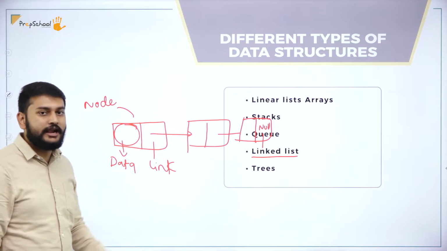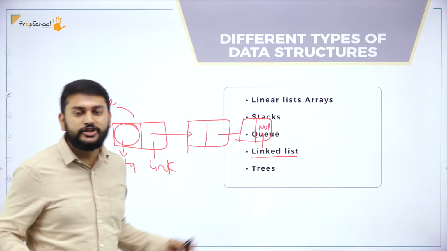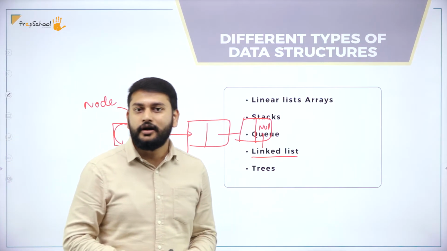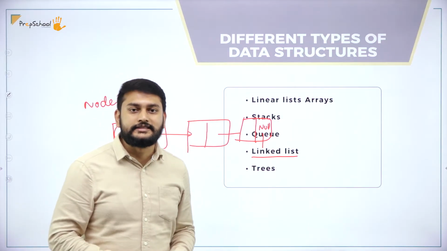The link part contains the address of the next node. That is what you have to remember in the linked list.